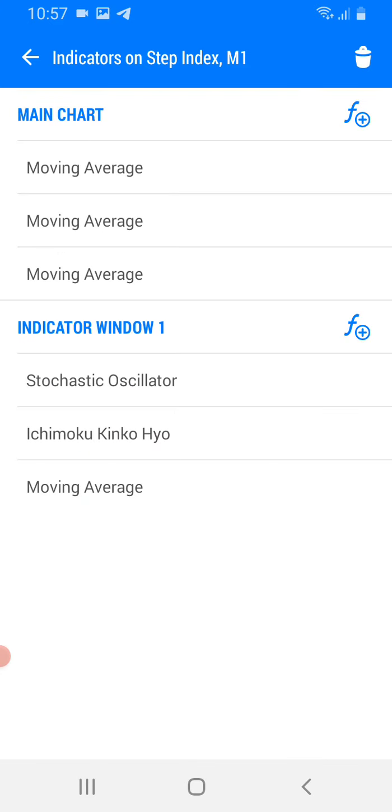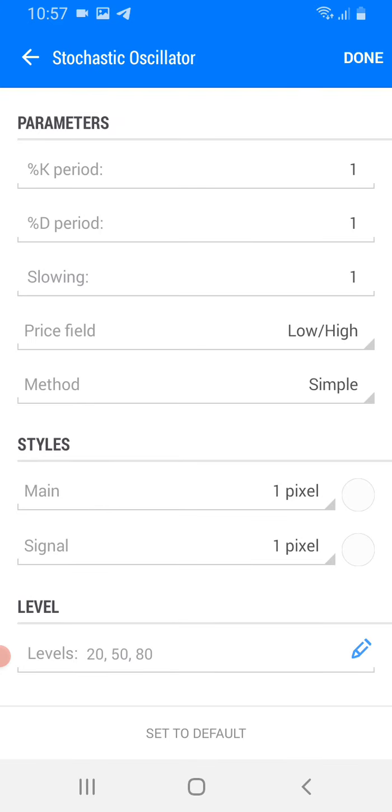The next indicator is the stochastic. The stochastic oscillator: for the K period use 1, D period 1, the slowing 1, and the price field low/high. The method simple, then main 1 pixel, signal 1 pixel. Use the color of your screen. If your screen is black, you can use black. For the levels: 20, 50, and 80.